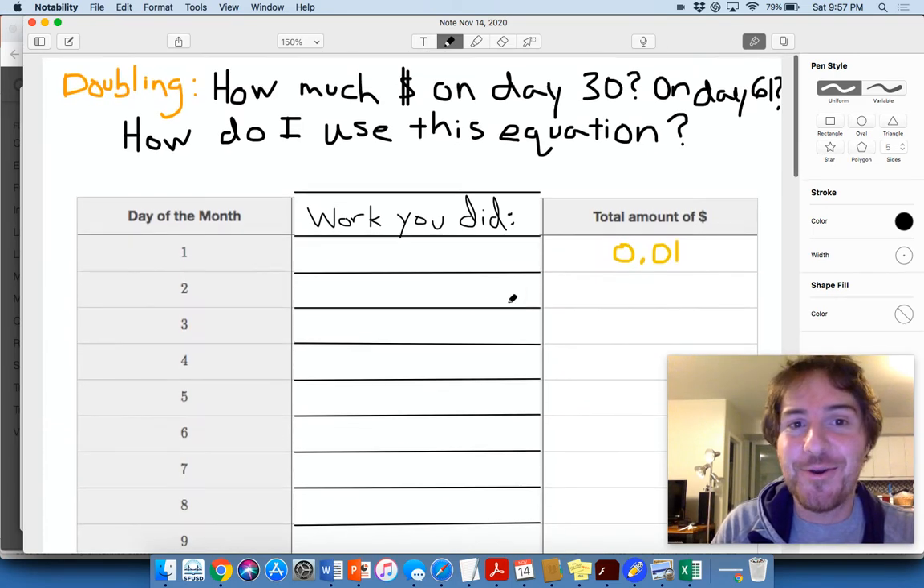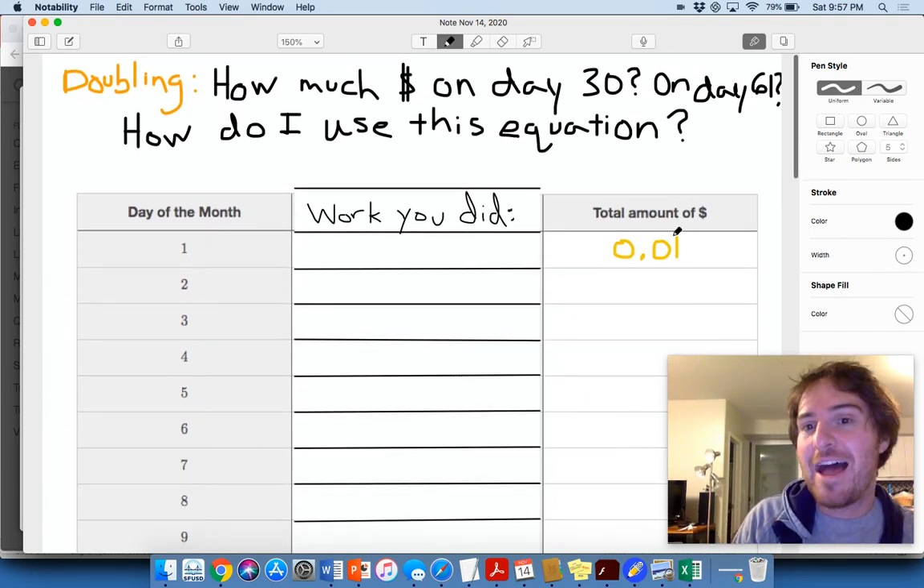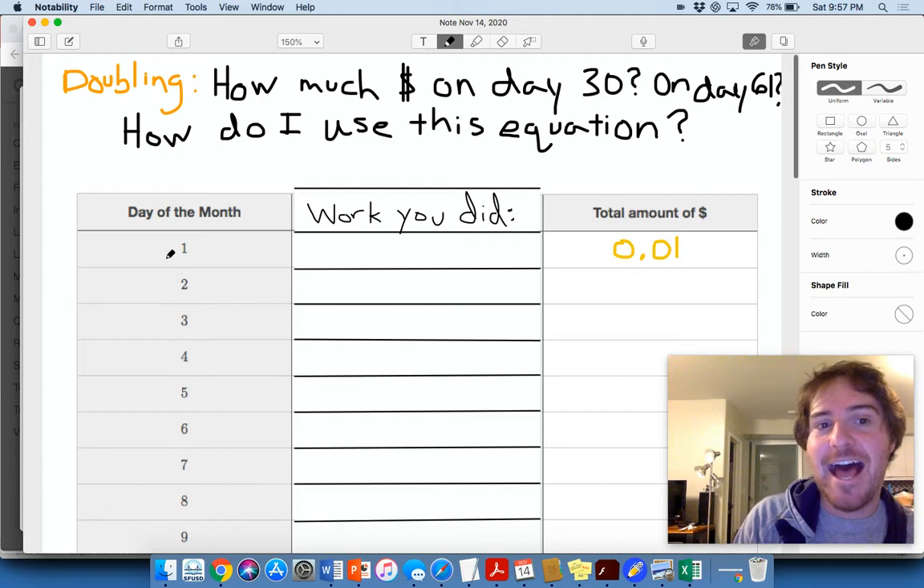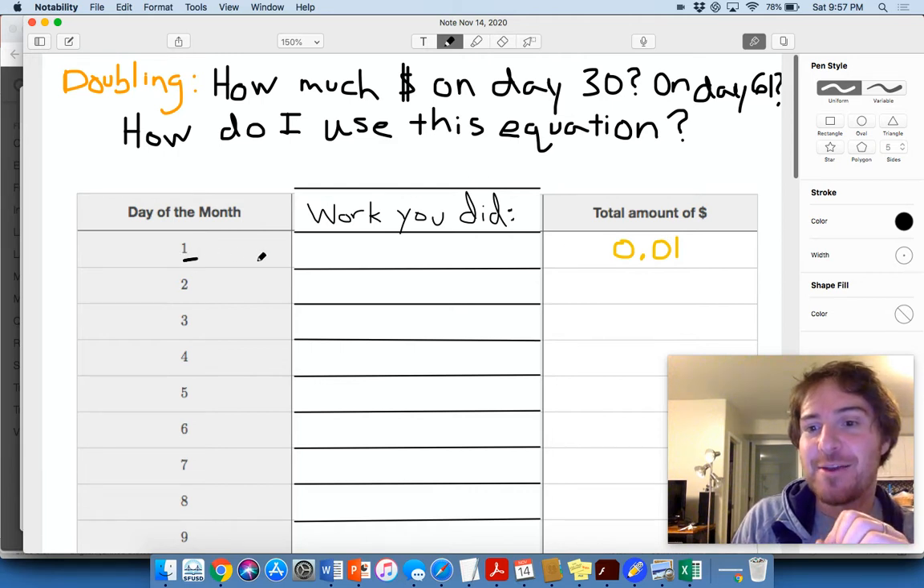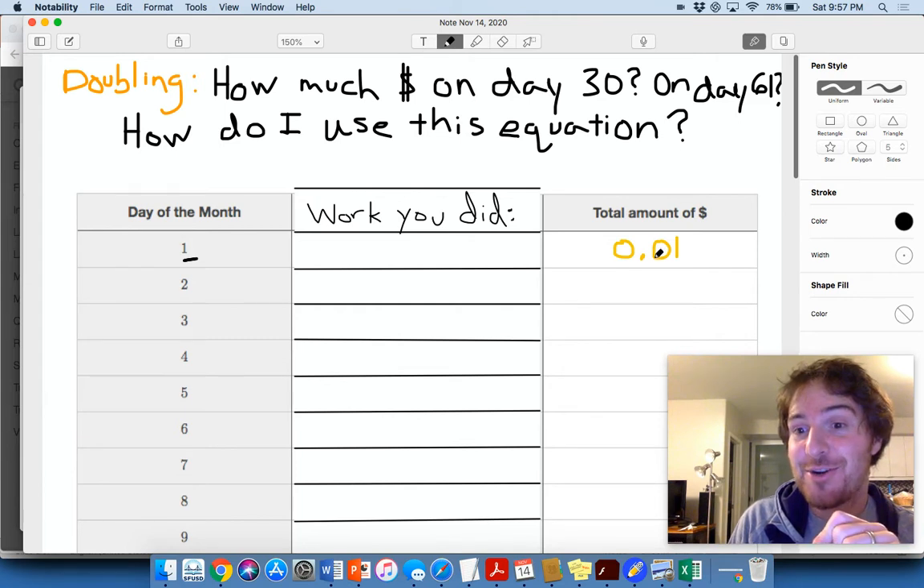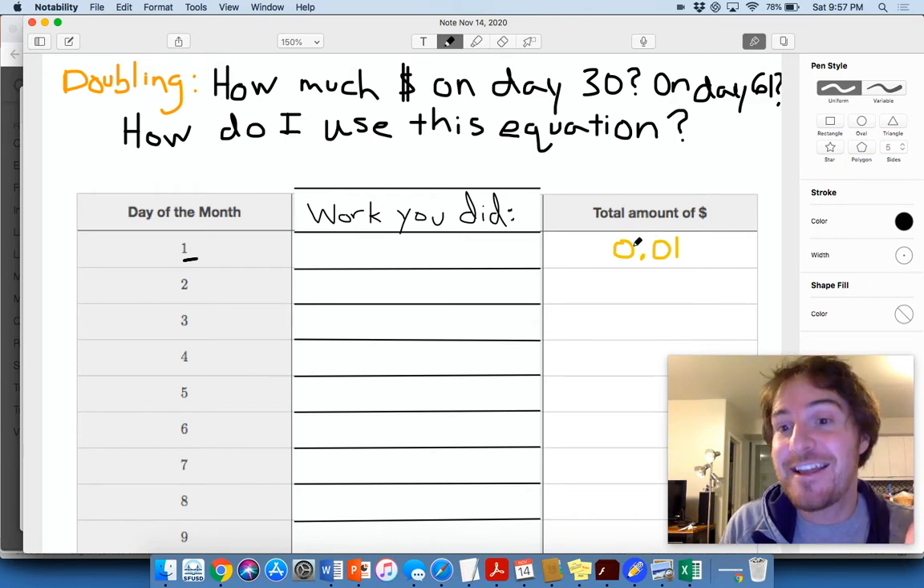Guys, I kind of screwed this one up here, because check it out. You had 1 cent on day one, not day zero. Why is that an issue here? Is 1 cent your starting number? No, 1 cent is not your starting number for the equation, because this wouldn't be a y-intercept. x is 1 and y is 0.01. That's not a y-intercept, so this isn't a starting number.